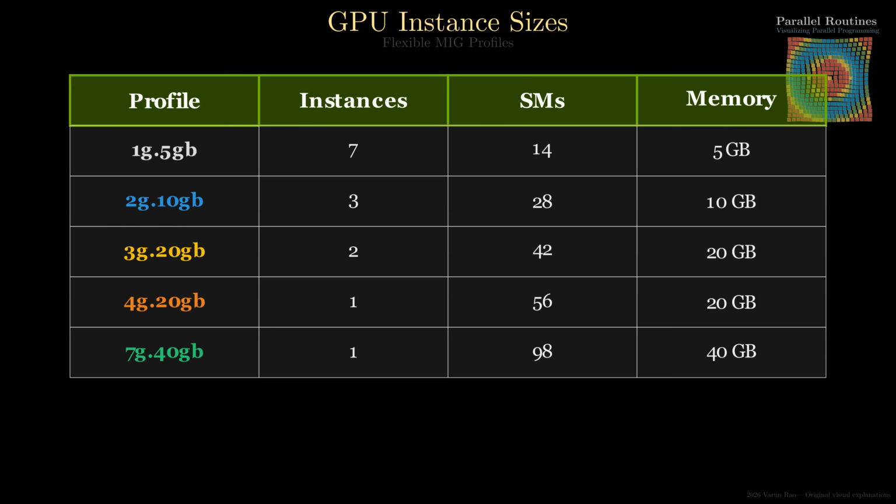The 3G.20 GB profile provides 42 SMs and 20 gigabytes for 2 instances. The 4G.20 GB profile creates a single larger instance with 56 SMs and 20 gigabytes. The 7G.40 GB profile allocates the full GPU with all available streaming multiprocessors and memory.